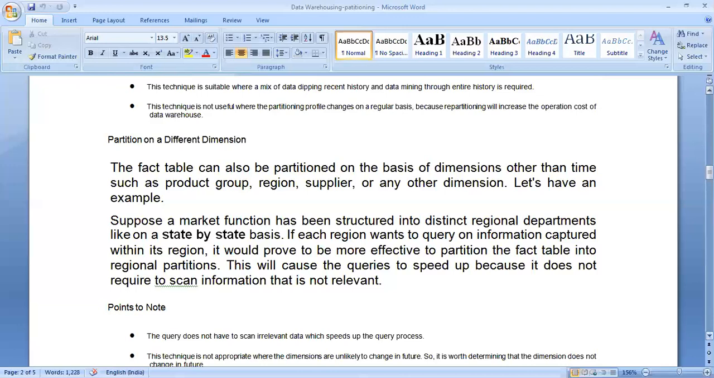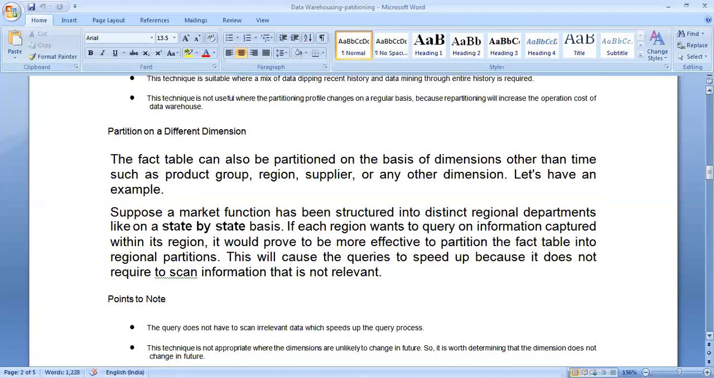Here we are taking the reference of the region dimension over the state dimension. So this kind of partition is called partition on a different dimension. These three are all called horizontal partitioning. In horizontal partitioning, we deal with a single dimension, and as per our requirement, we divide it into same size segments, unequal size segments, or partition on a different dimension, generating the segments depending on the dimension.